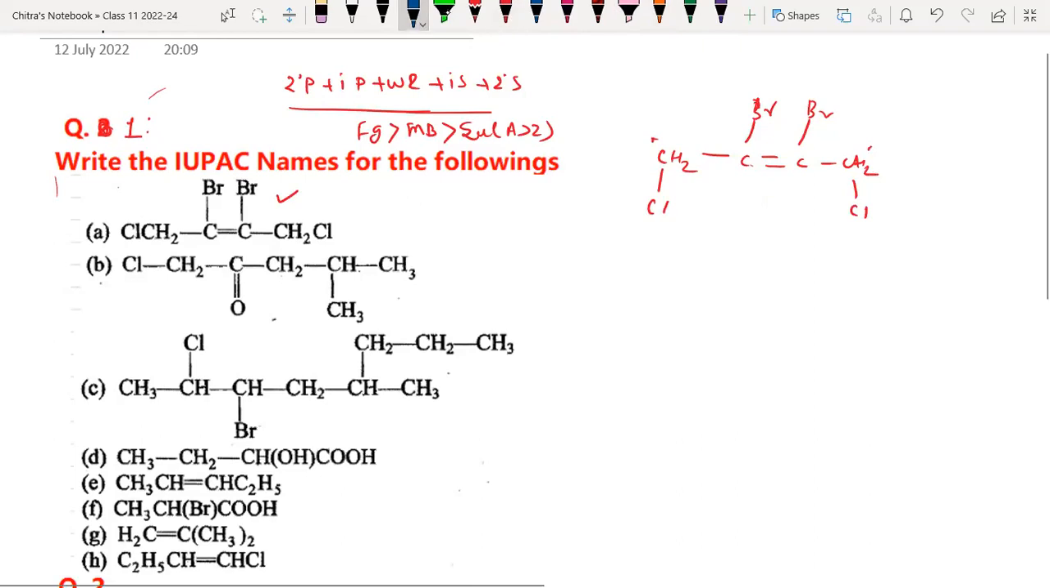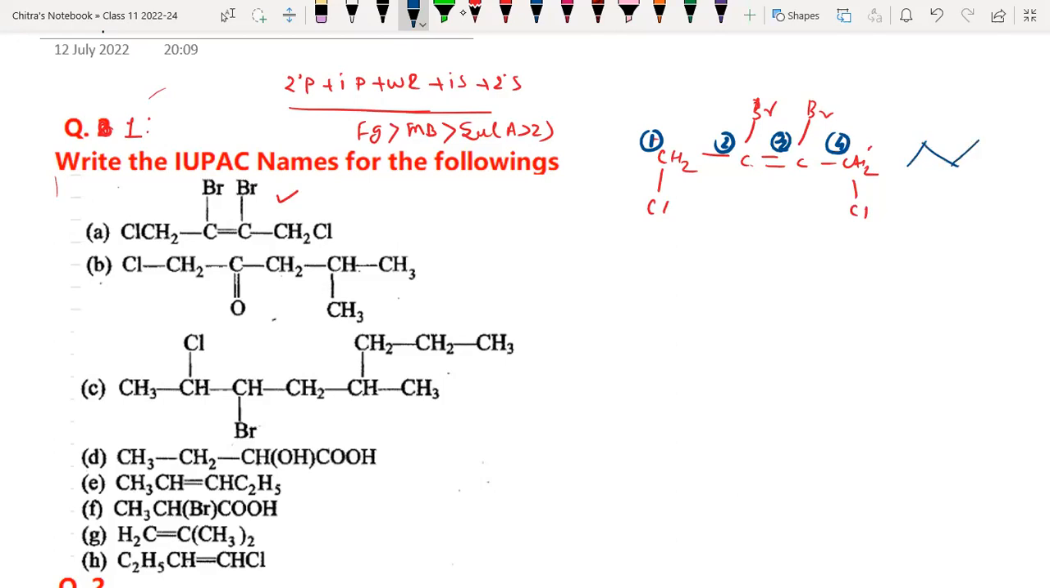So you can count the number from any side, the name will be the same. I'm counting the carbons from this side: carbon number 1, carbon number 2, carbon number 3, and carbon number 4. Understood the numbering of carbon atoms, everyone? Do you reply? Yes, sir. Got it.